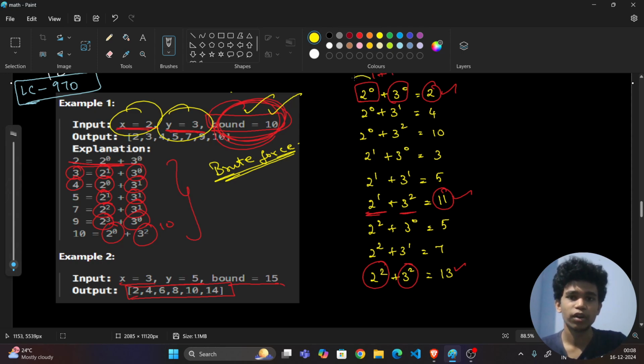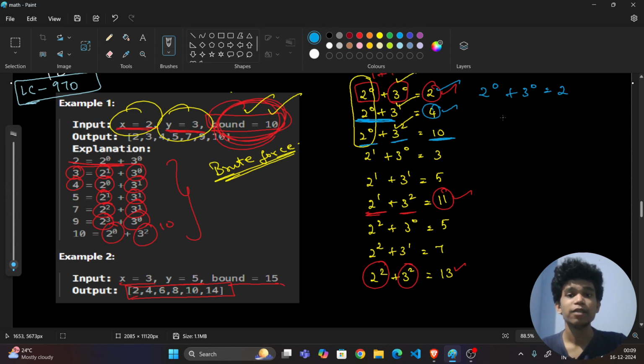First of all, for 2 power 0, what are all the possible combinations I can form? I can form 3 power 0, then 3 power 1 and 3 power 2. If I take 3 power 0, then 2 power 0 plus 3 power 0 is equal to 2. If I take 2 power 0 plus 3 power 1, it is 4. If I take 2 power 0 and 3 power 2, it is 10. If I take 2 power 0 plus 3 power 3, it will be 1 plus 27, which is 28. 28 is larger than 10, so I will not go beyond this.